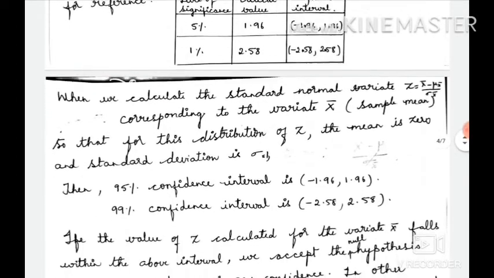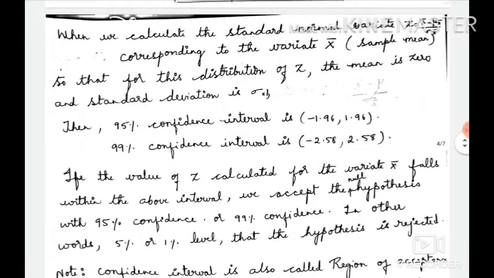After formulating the null hypothesis, the next step is to calculate the z-score, or the calculated value of z, which is nothing but the standard normal variate. Z is equal to x bar minus mu x bar by sigma x bar. We need to note that when mu is equal to 0 and sigma x bar is 1, this value becomes the critical value ZC, which is 1.96 for 95% confidence interval and 2.58 for 99% confidence interval. Once we calculate the value of z, we check where this value of z falls.